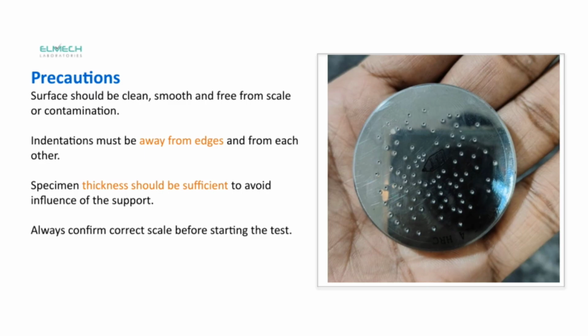Another important point is the specimen thickness. It should be sufficient to prevent the support from influencing the test results. If the specimen is too thin, the support can distort the measurements, so always check that the thickness is appropriate. And finally, before we start any testing, always confirm that the scale is correct. Verifying this ensures that all our measurements are accurate and that we're interpreting the data properly.